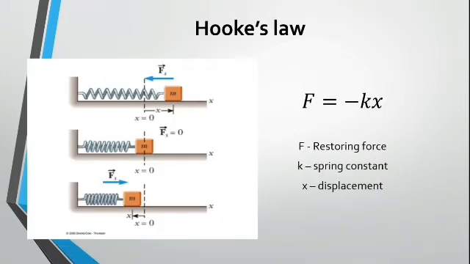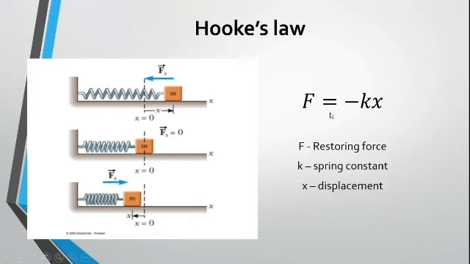And let's take a look at this illustration. So you have here a spring, and then you have the mass attached to the spring. When x is equal to 0, the object is at its equilibrium position. And then if you are going to push this spring to the left, it will move to the right, and then it will move to the left again because of the restoring force.